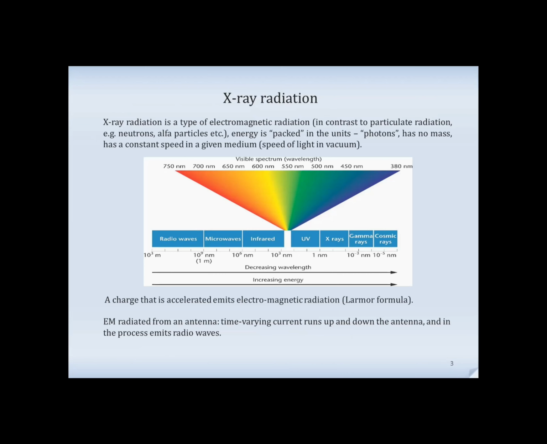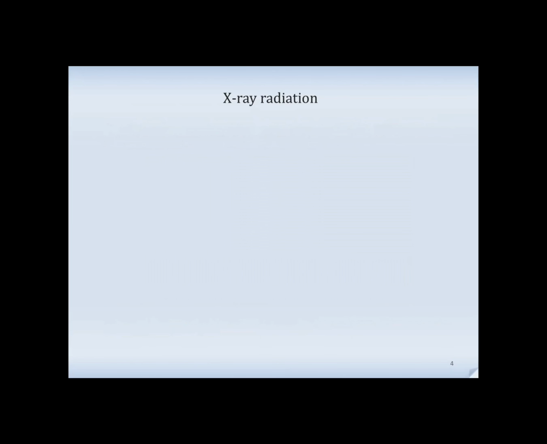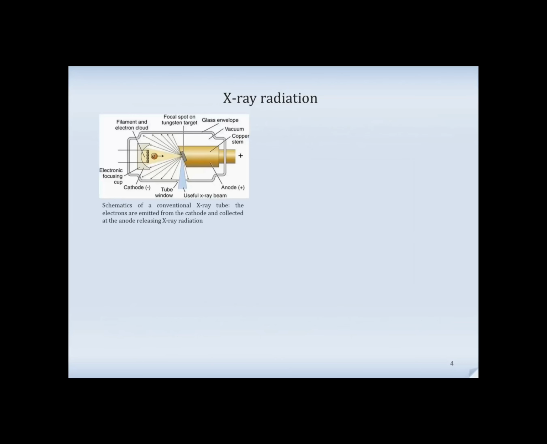It's because of AC current. Using AC, you can stimulate the antenna to emit, to receive and to convert signals. So, just electromagnetic radiation. How to produce X-rays? In the lab, the most convenient device is the so-called X-ray tube.